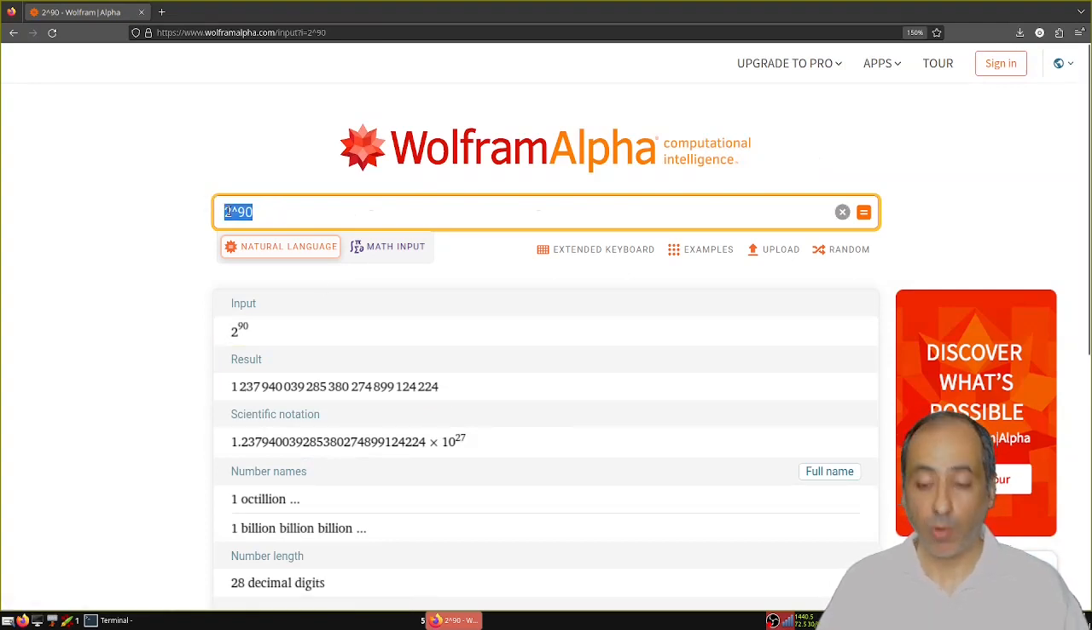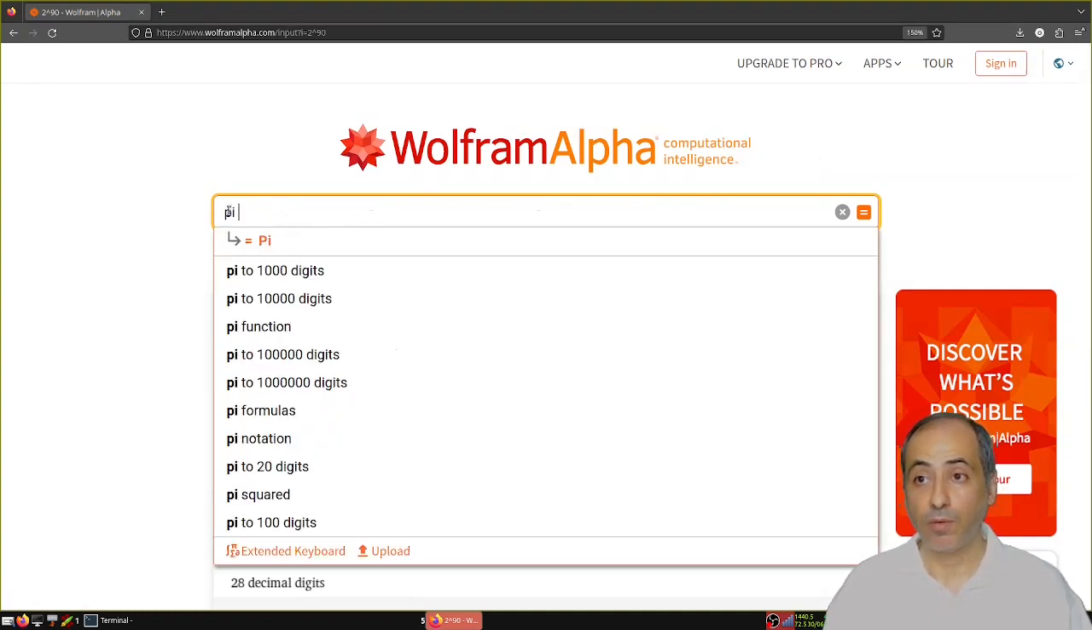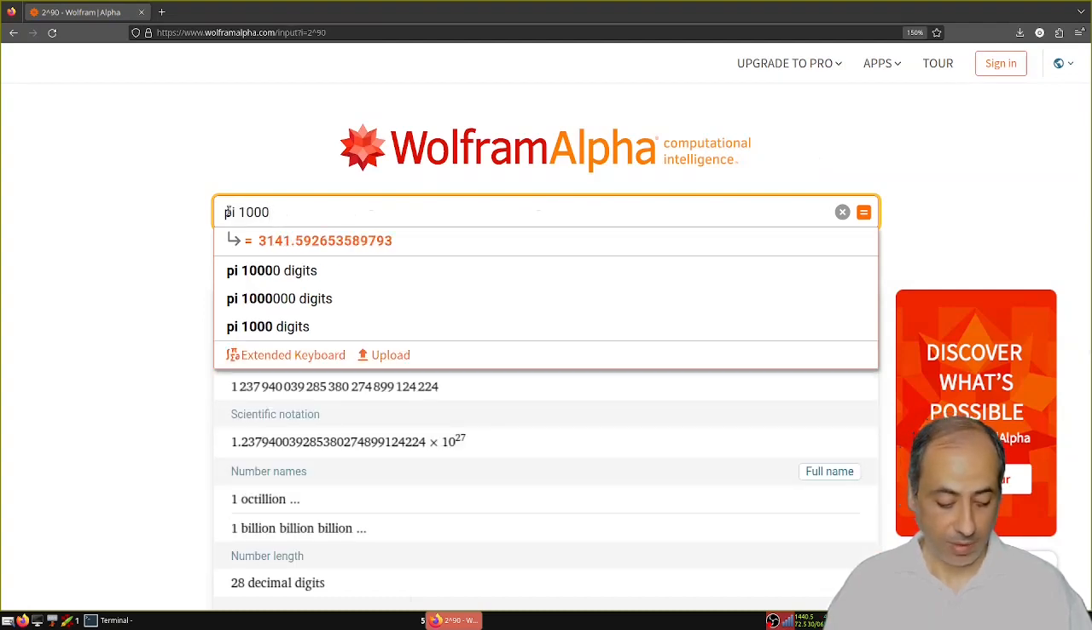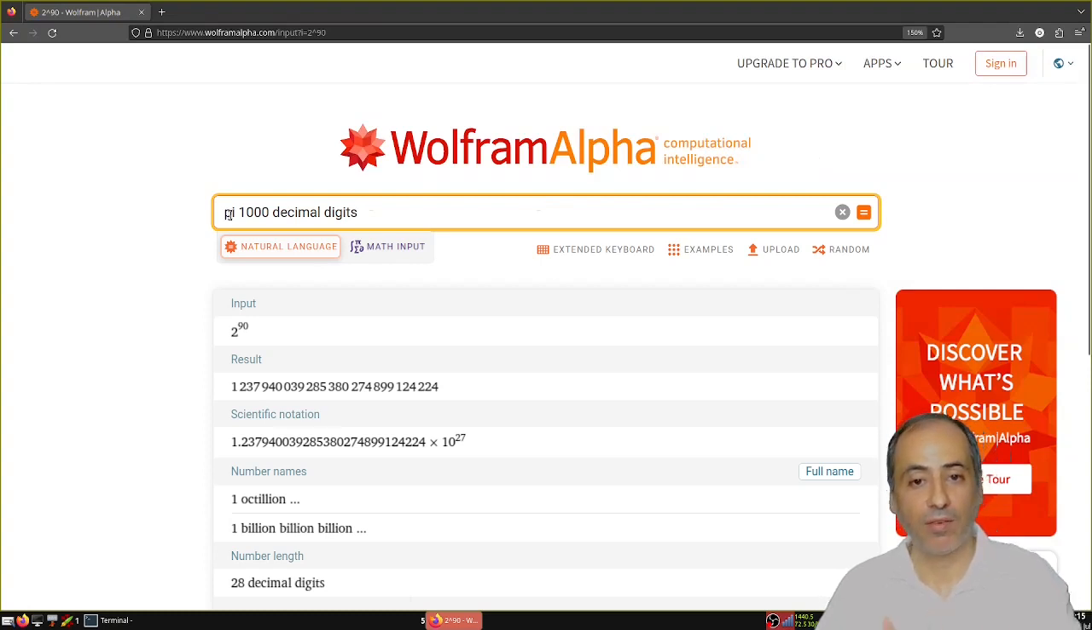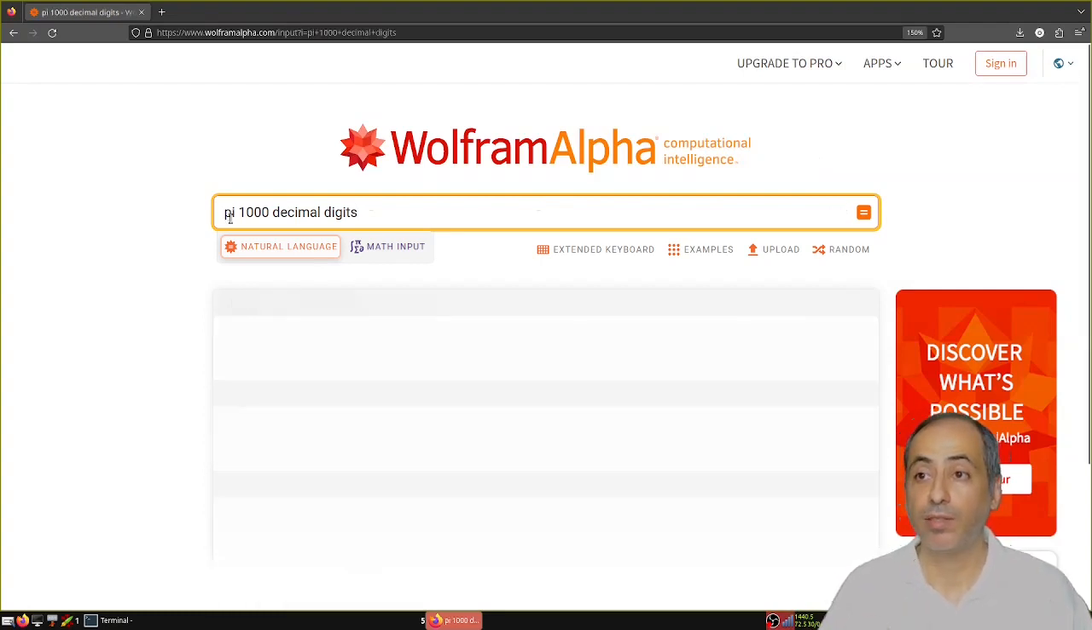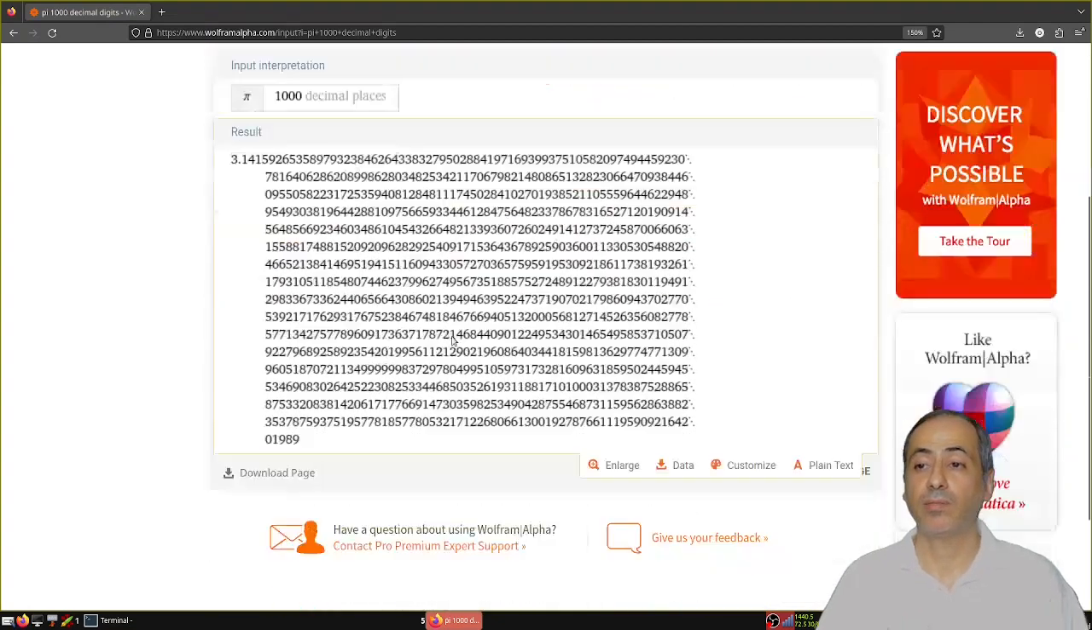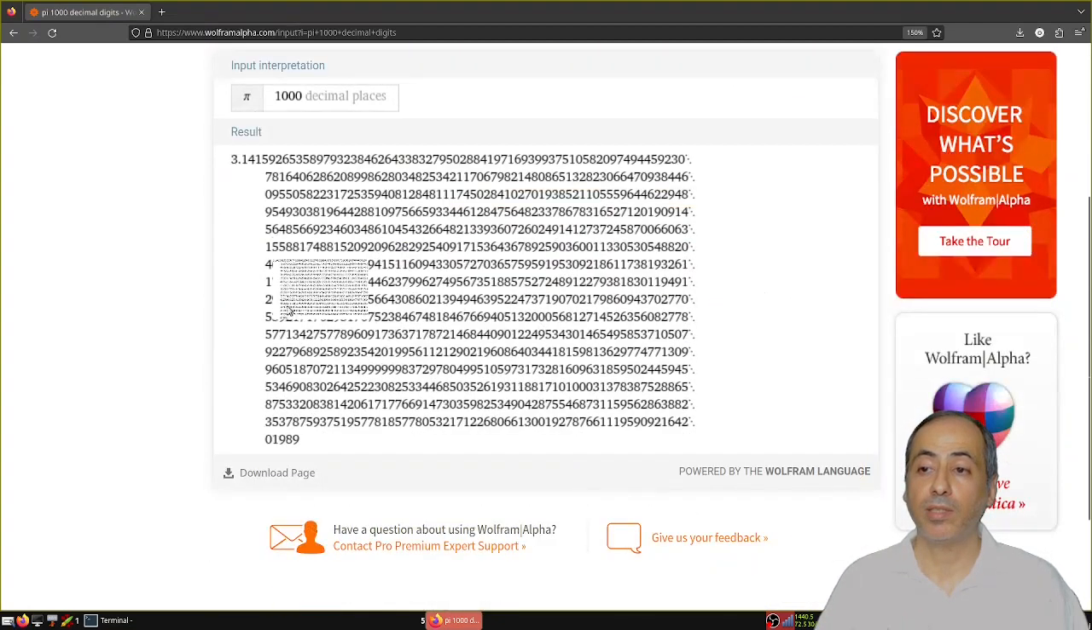For me, if I now want to calculate pi, all I have to do is type pi, for example, 1000 decimal digits. So if I want to calculate pi to 1000 decimal digits after the point, this means it will be 3.14159265359, etc., to the 1000th digit after the decimal. So I press enter and that's it. These are all 1000 digits.